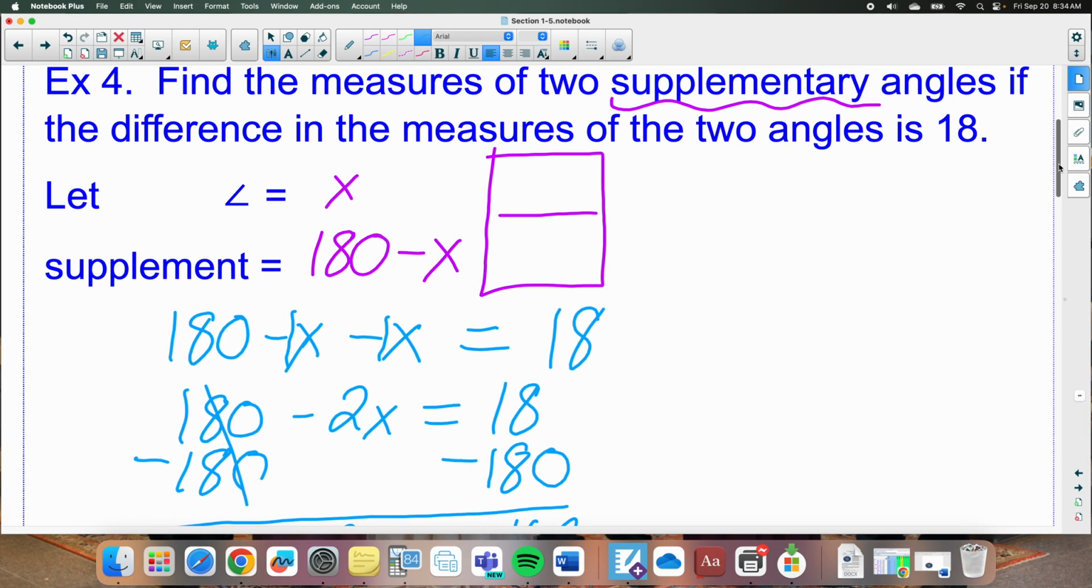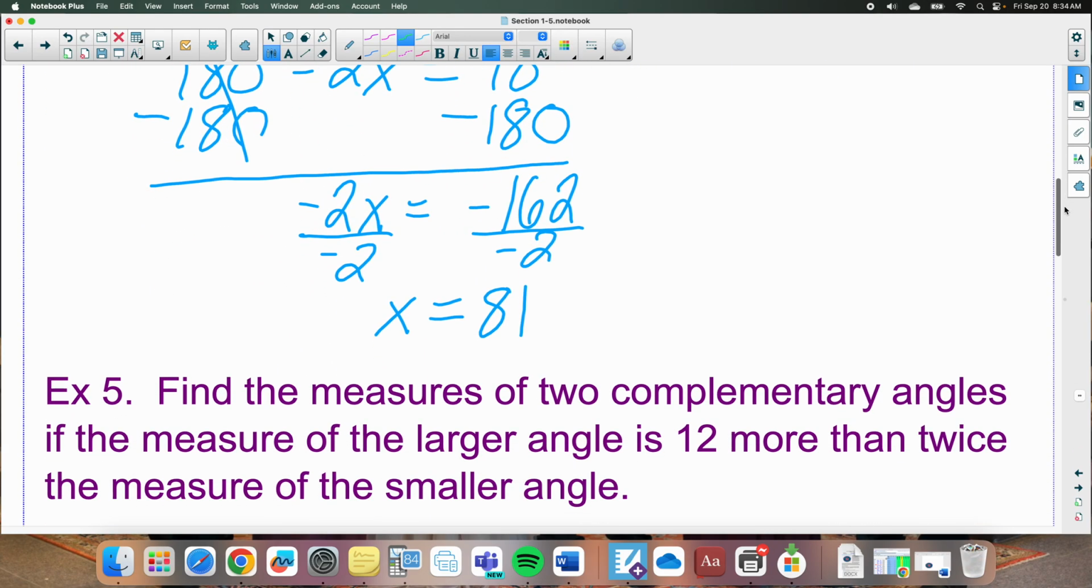So x is 81. To find the supplement, you just go 180 minus that 81. So you just put that 81 in there, and 180 minus 81 is 99. So this is your answer right here. Okay, sometimes they ask you for the larger one, sometimes they ask you what's the smaller of the two angles, but if you just put both of them both times, that's fine. Okay, leave them in the box like that, I'll know that's your answer.